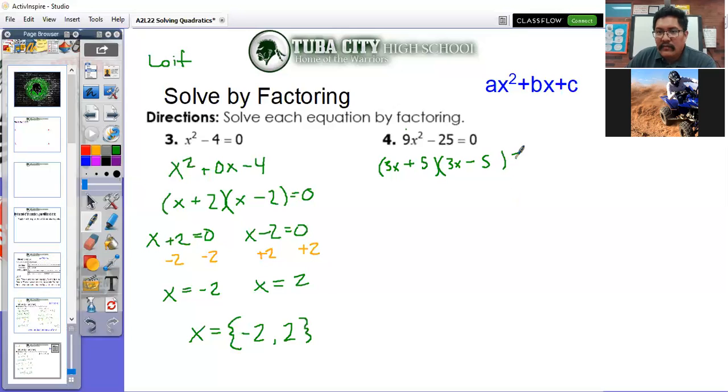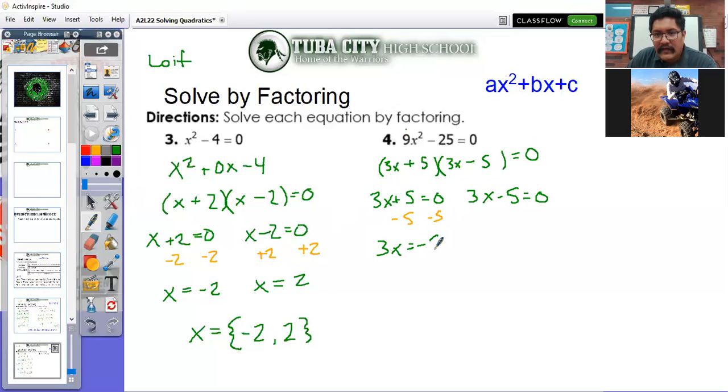And now we set it equal to 0 because we need to use the zero product property. 3x plus 5 equals 0. That's not a very good plus sign. 3x minus 5 equals 0. Now I'm going to have to do a little bit of work on these here. So I'm going to subtract 5 on both sides here.